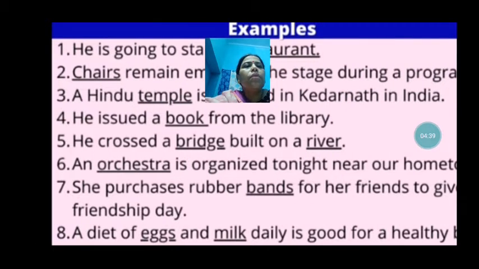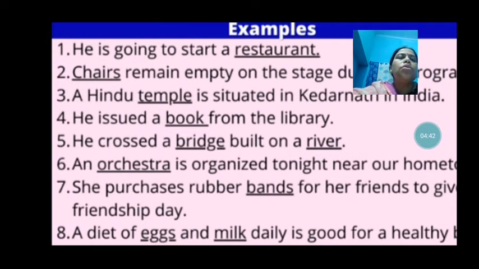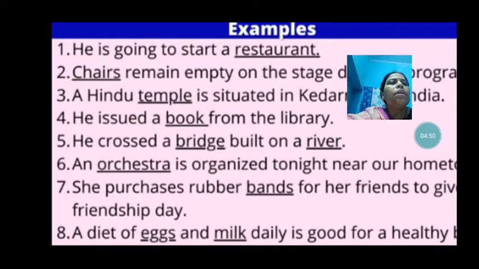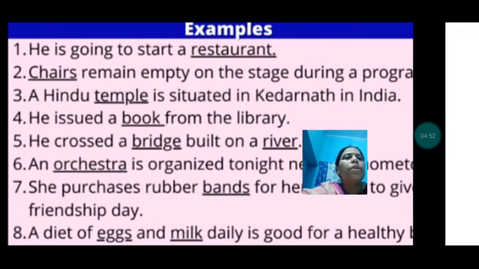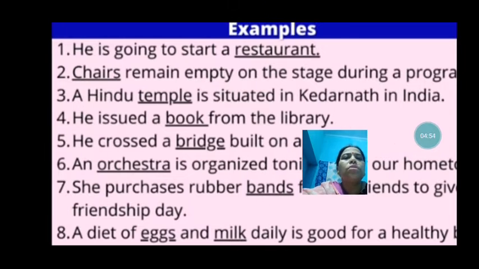Now see, countable noun example. He is going to start a restaurant. So restaurant, it is countable. So we have used "a" before that. Chairs remain empty on the stage during a program. So program also can be counted. Chairs also can be counted.